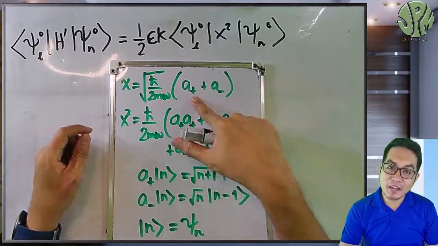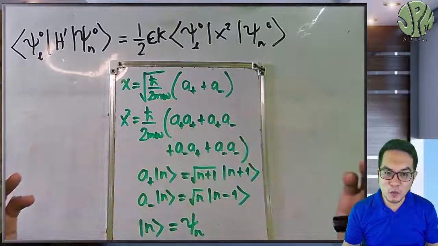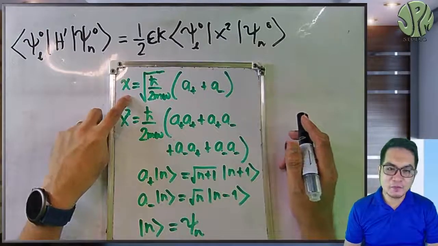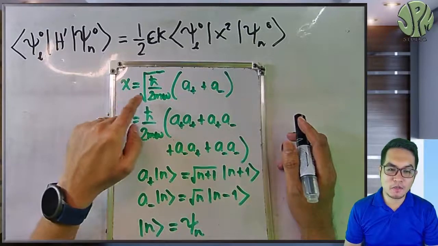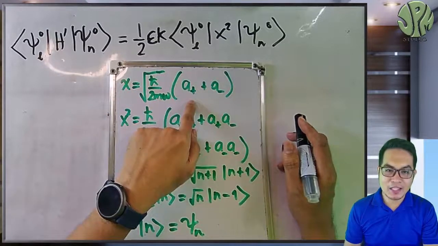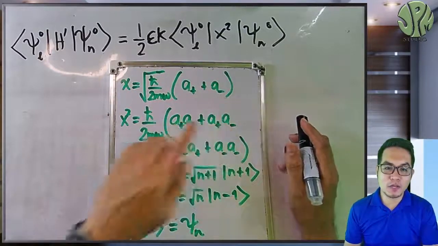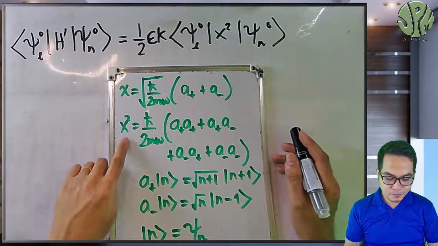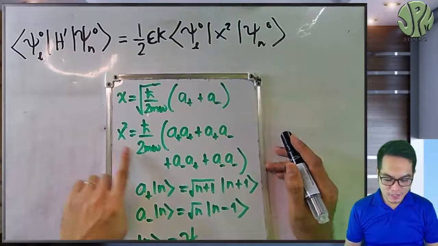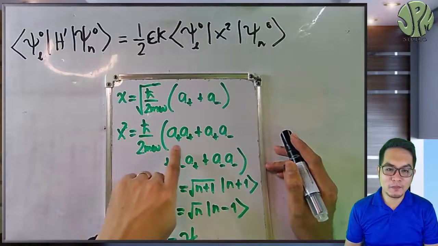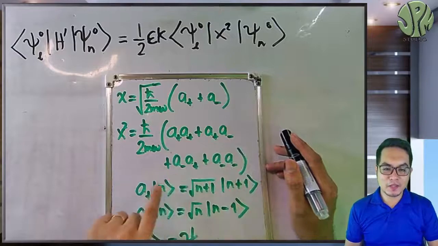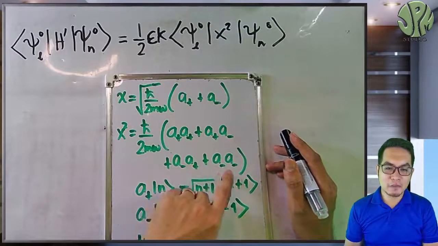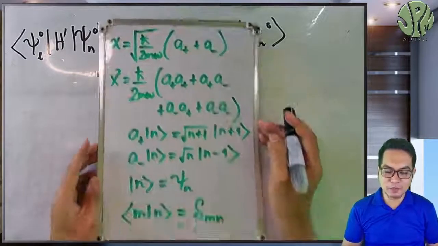A plus is the raising operator, A minus is the lowering operator, and the position x can be represented as this constant, square root of h bar over 2m omega, times the addition of the raising plus the lowering operator. So therefore, x squared is basically just this one: h bar over 2m omega, times the square of a plus, a plus a plus, a plus a minus a plus, and a minus or a minus squared.